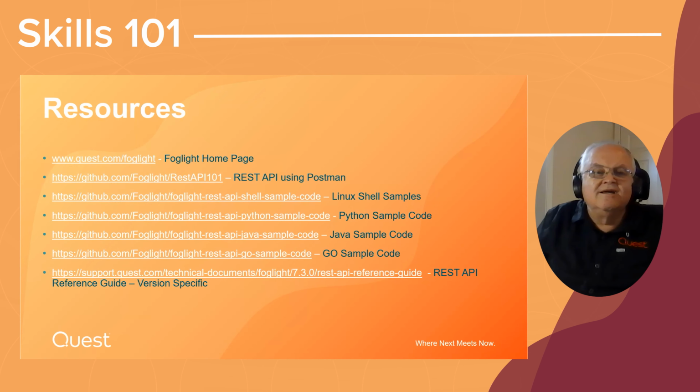Some resources, and again, these will be on the website and available to you, but we've got the Foglight homepage, of course, GitHub functionality talking about using Postman for testing. We've got Linux shell samples, Python sample code, Java sample code, Go sample code, and the REST API reference. And again, I can't emphasize enough, make sure you use the reference there for the version of Foglight that you're using. And when you get a new version of Foglight, check your API reference and make sure that things aren't going to be messed up.